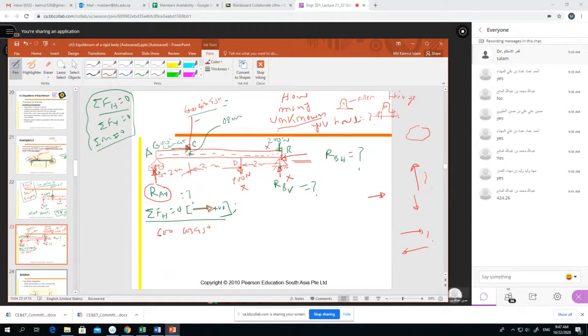So be careful. Here, see, the only horizontal force is 600 cos 45 degrees, and the other force is RBH, and because it is on the left side, it is minus RBH. There is no other horizontal force, so we can write it equal to 0. Then RBH is equal to how much? Please calculate it and tell me.